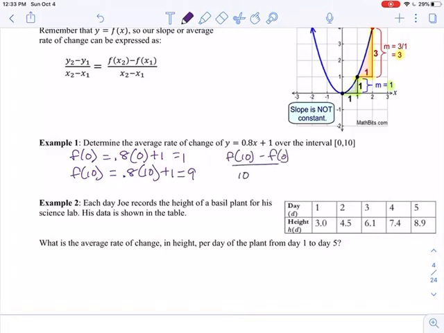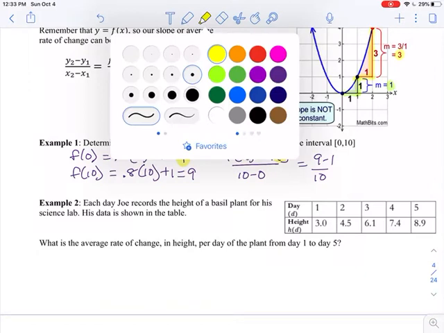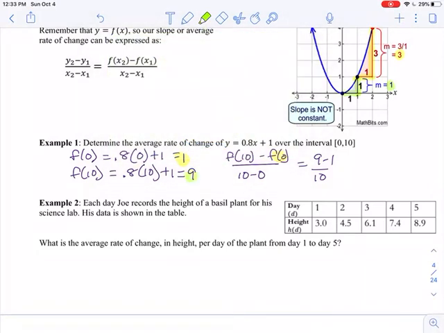So I'm going to do f of 10 minus f of 0 over 10 minus 0. So 9 minus 1 over 10. Okay, again, where did I get those from? This is my f of 0. This is my f of 10. I already previously figured out what those were.